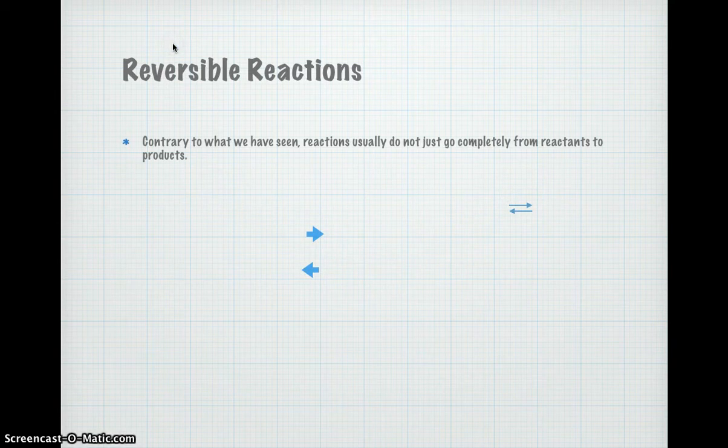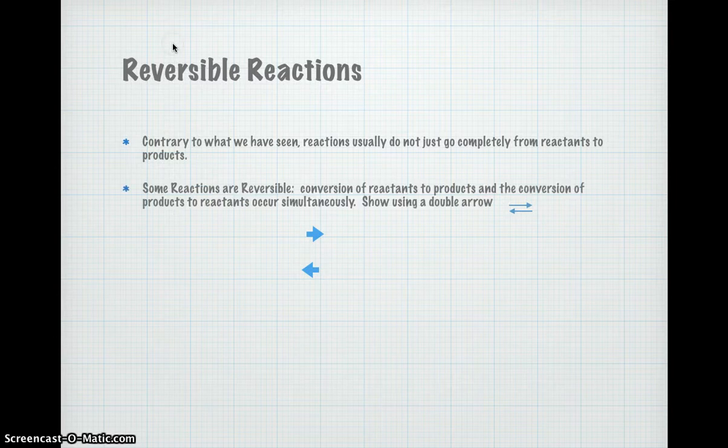First of all, what is a reversible reaction? Well, we'll get to that in just a second. But contrary to what we have seen, reactions usually do not just go completely from the reactants to the products. Most of the time we've talked about so far to this point, reactions where A plus BC produces AB plus C. Well, that's not entirely the case.